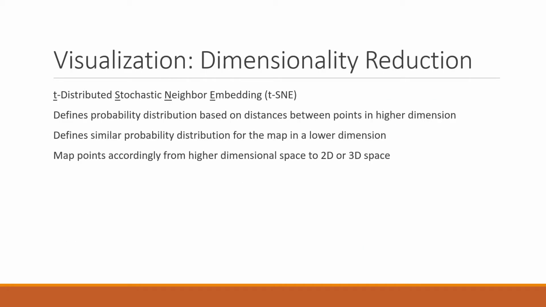I started this summer with visualizing the composition dataset. One tool I used was T-distributed stochastic neighbor embedding, or t-SNE for short. t-SNE defines a probability distribution based on distances between points in the original higher dimension, and then finds a similar distribution in the lower dimension. Then, points are mapped to the lower dimension so that they can be visualized. In this case, we can visualize our 7-dimensional parameter space in 2D.